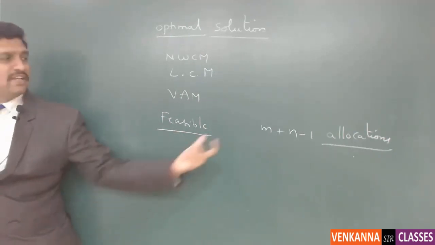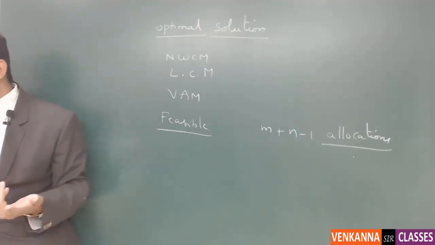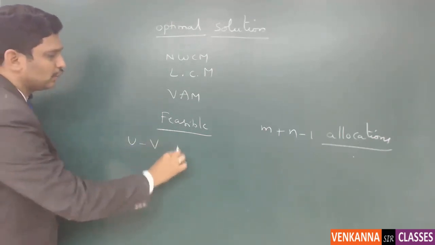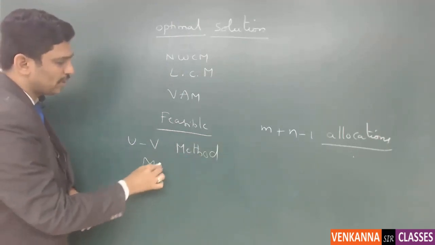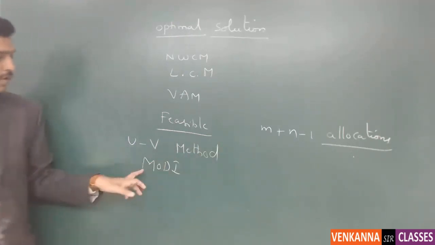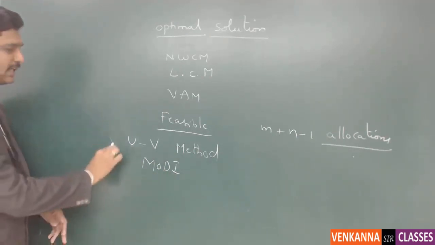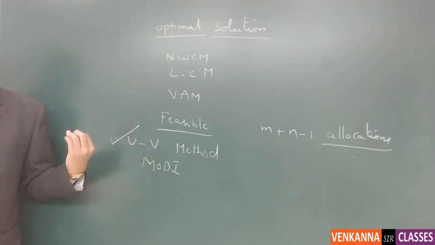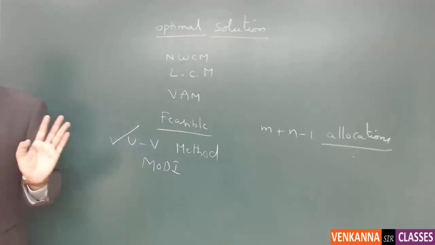Now, after having this solution, you are going to optimize it. There are different methods available. One method is the UV method, also called the MODI method, modified distribution method. Using this technique, we are going to derive the optimal solution from the feasible solution. Okay? Is that clear for everyone?